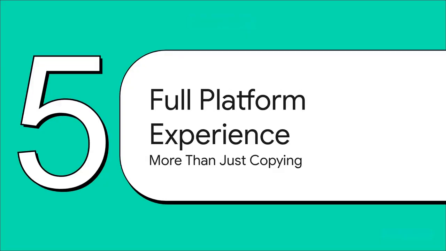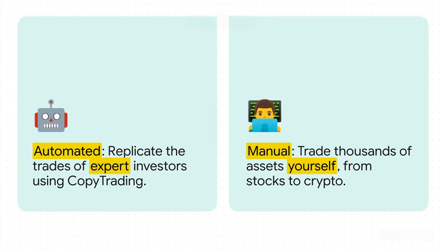But a feature like this doesn't just exist in a vacuum. It's usually part of a much bigger ecosystem. So let's zoom out a bit and look at the full platform experience. It's about more than just copying. Typically, on these kinds of platforms, you've got 2 main paths you can take. You've got the automated path we've been talking about, copy trading, but you've also got the fully manual, self-directed path, where you are in 100% control, trading thousands of different assets all on your own.